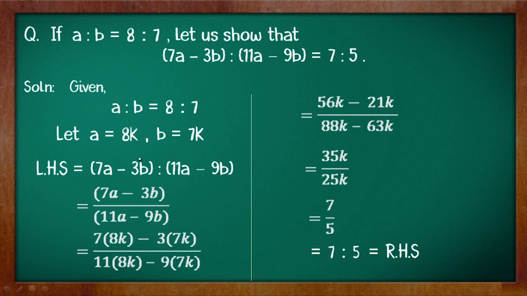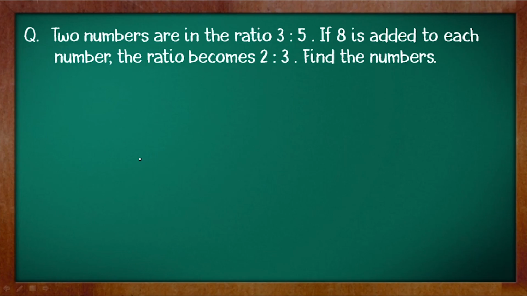Okay, moving on. In the next question, we have two numbers in the ratio 3:5. If 8 is added to each number, the ratio becomes 2:3. Find the numbers. So there are two numbers which are in ratio 3:5, and we have to add 8 on each of the numbers. After adding 8 on each of the numbers, the ratio will become 2:3. Okay, so we need to find the numbers.